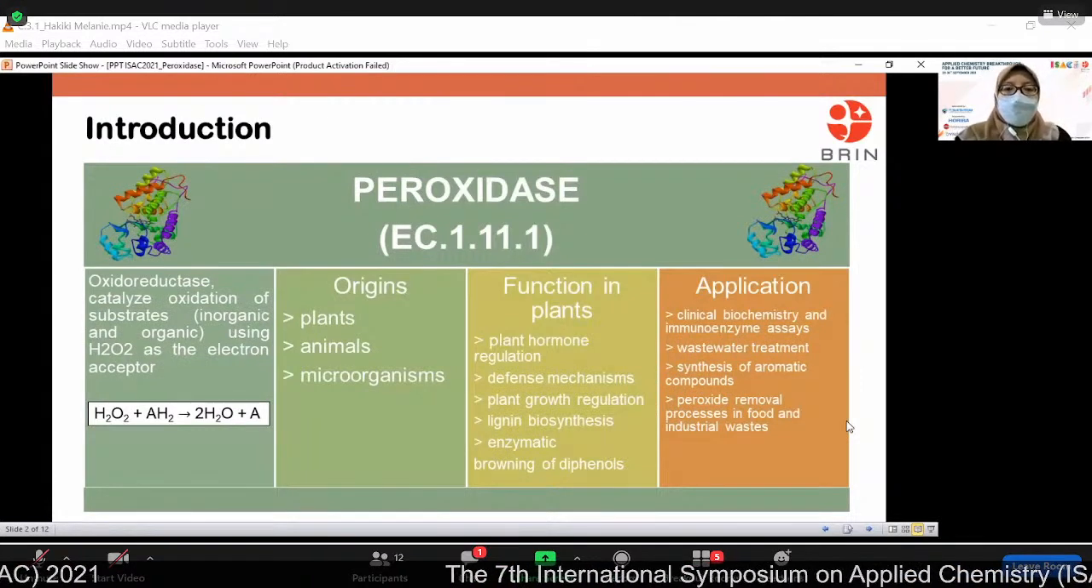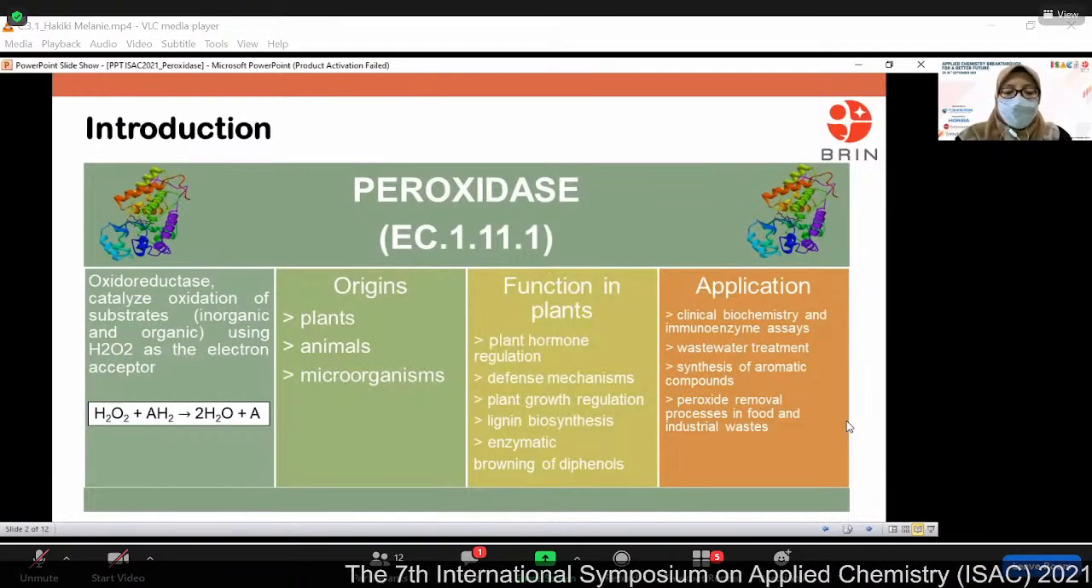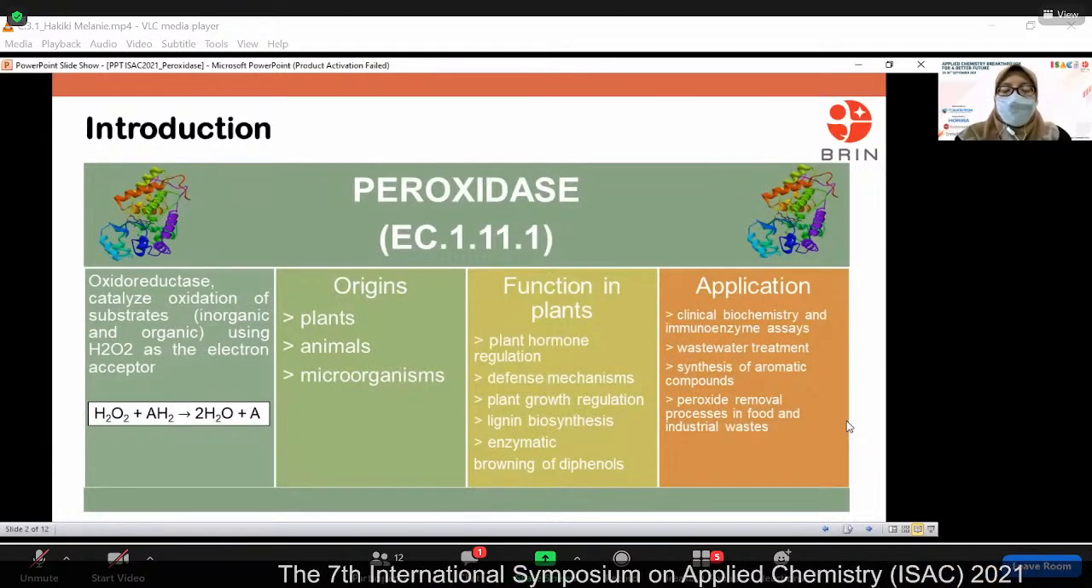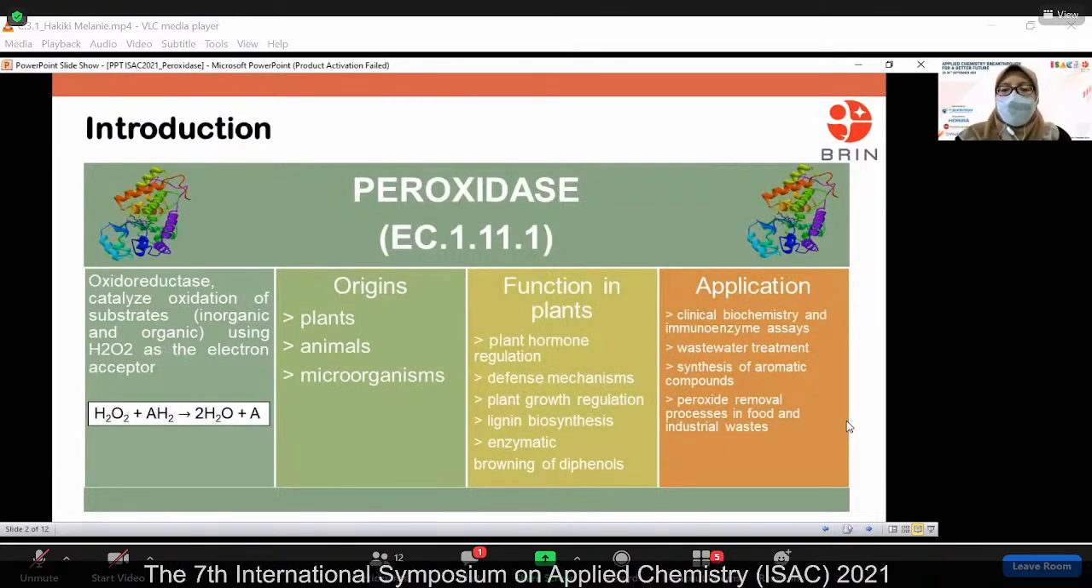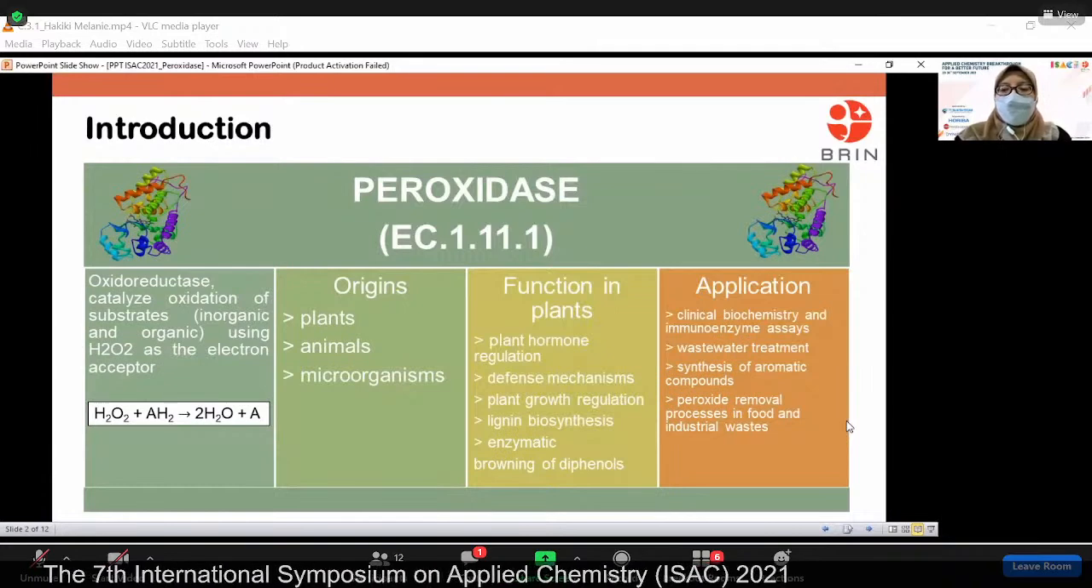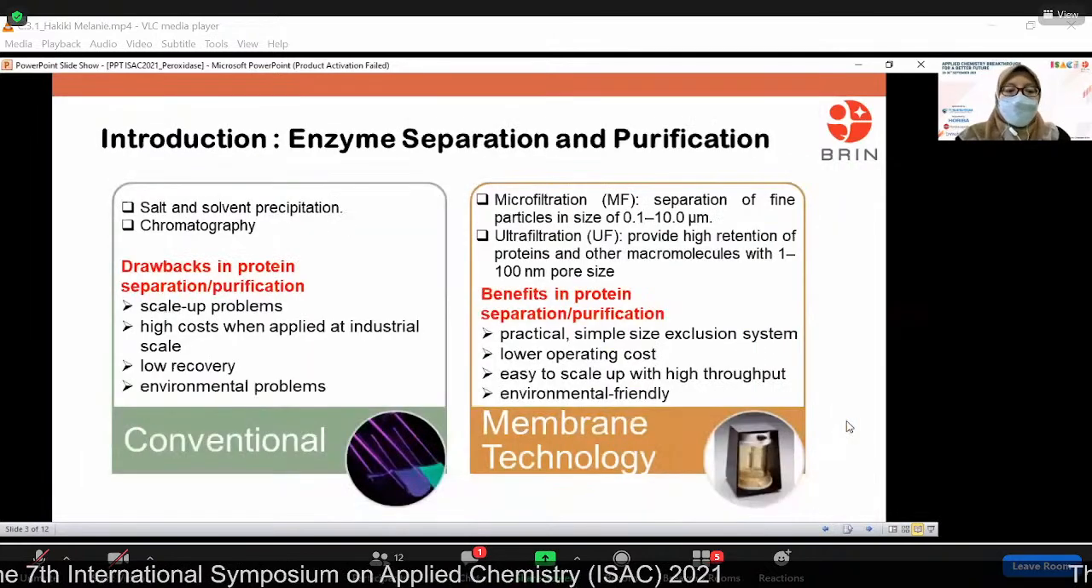These enzymes are widely found in plants, animals, and microorganisms, and they have essential functions in plants such as plant hormone regulation, defense mechanisms, plant growth regulation, lignin biosynthesis, and enzymatic browning of phenols. They are also used as catalysts in various applications, including clinical biochemistry and immunoenzyme assays, wastewater treatment, synthesis of aromatic compounds, peroxide removal, or processing of food and industrial waste.